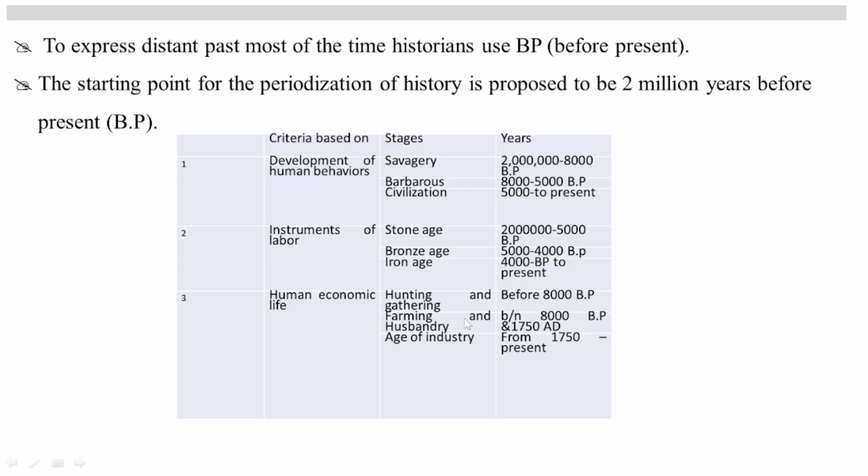That means when farming started, after farming started, animal husbandry started. The last one, age of industry, from 1750 AD to the present.